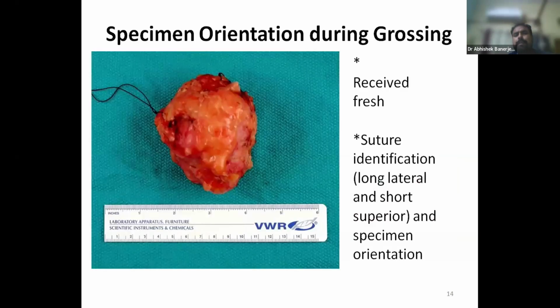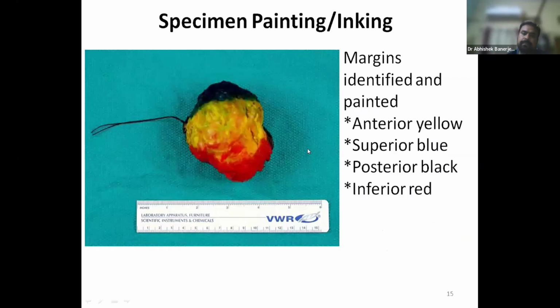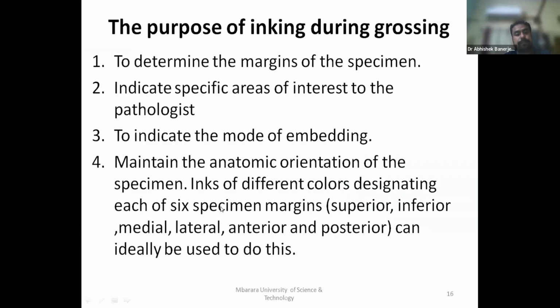So this is the sample orientation which we can get from the surgeon, and this is a knot. This knot actually specifies the direction and the orientation of the sample. We should always take a ruler, and we should place it, and we should take a photograph for orientation. This is how ink has been given, different inks, to actually mark the orientation, and it can be clearly seen.